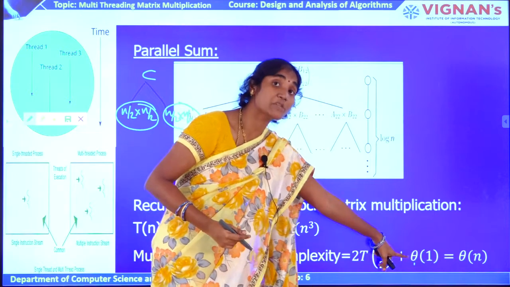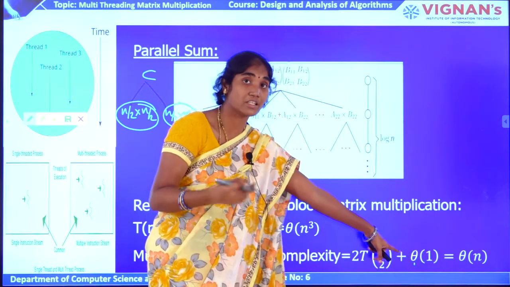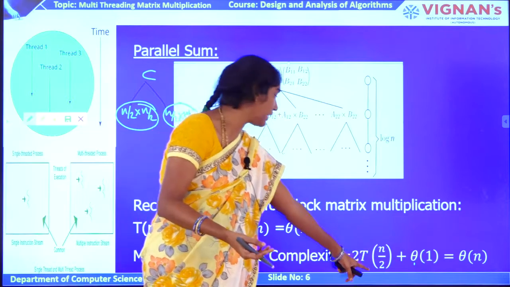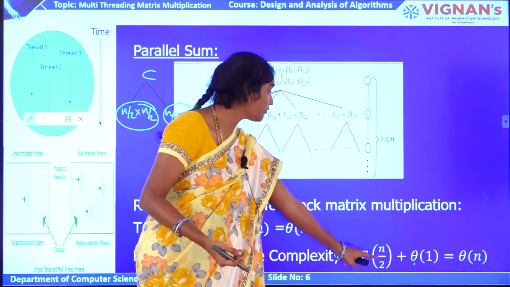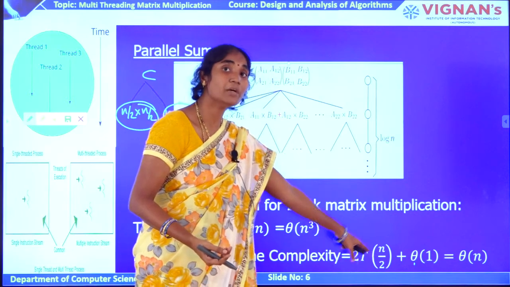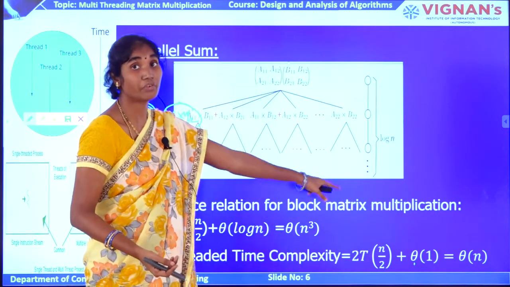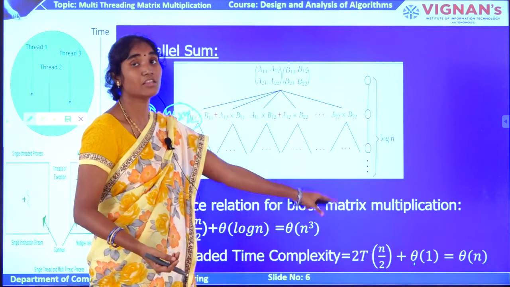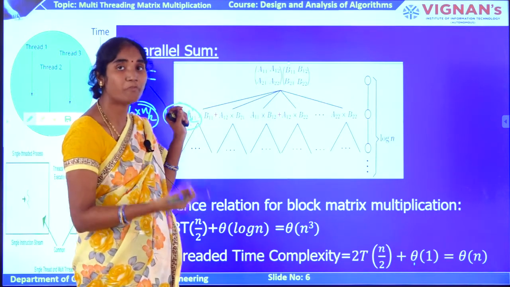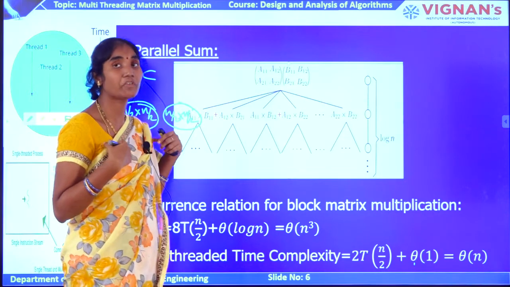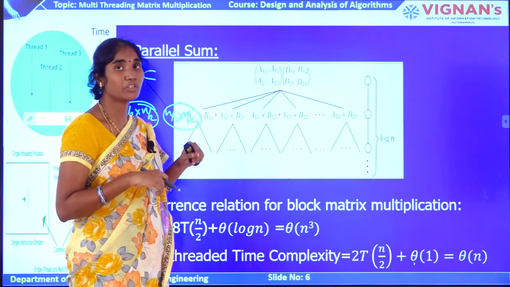If the given problem is small, then I directly return the solution, that is your base case in the matrix multiply algorithm. So that is theta of 1. Together, if I solve by using the Master's theorem, I am yielding theta of n. Whereas previously it is theta of n cube, now if I do the same matrix multiplication algorithm in parallel with the help of multi-threading, I am achieving the time complexity as theta of n. This is much less compared to theta of n cube.